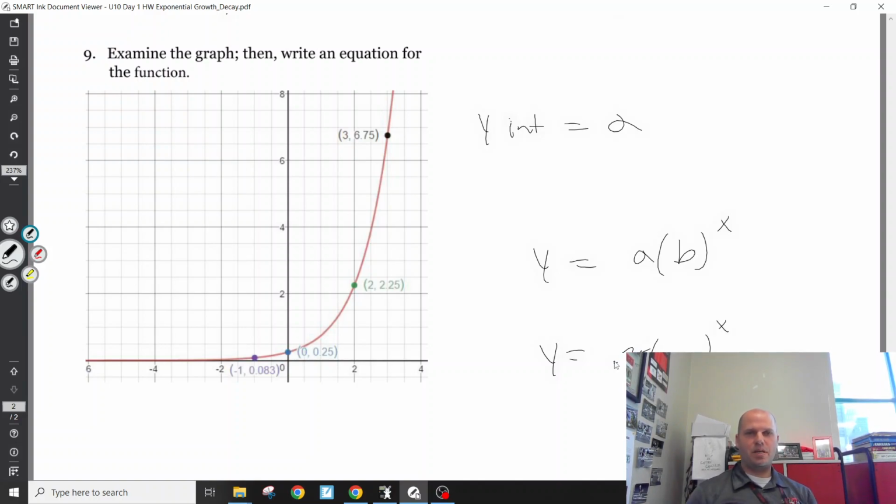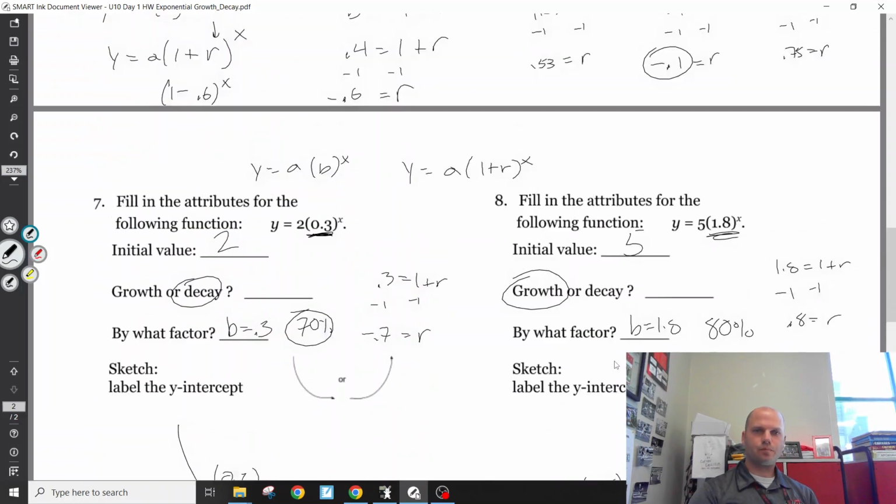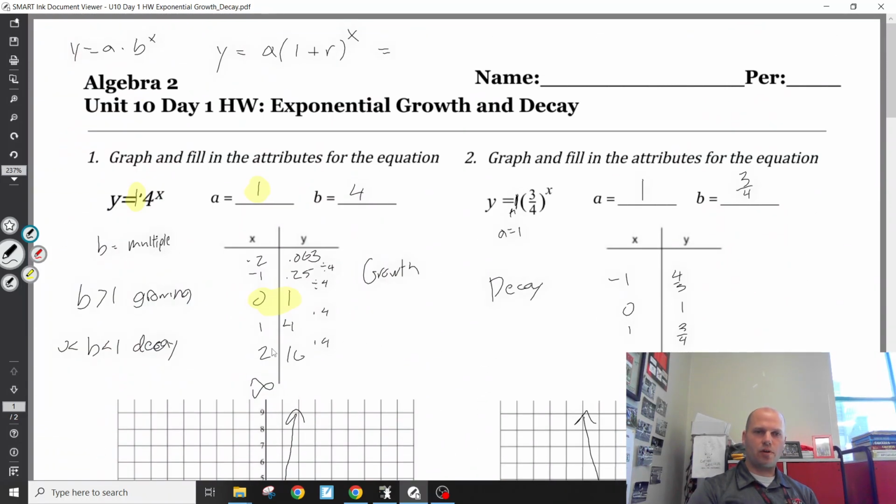Now I've got to figure out what B is. Well, look at what we noticed in our table. To get to the next number from 0 to 1, what did I multiply this number by to get that? 4. So B is like the multiplier. From 4 to 16, what did I do? I multiplied by 4. From 0.25 to 1, I can multiply by 4. Or from 1 to 0.25, I divide by 4.